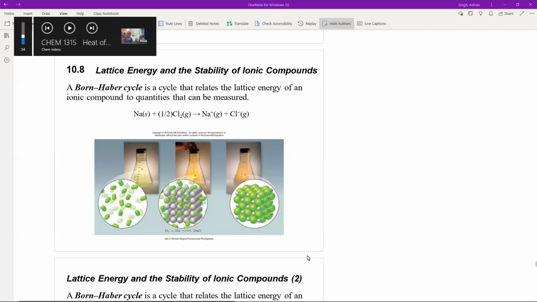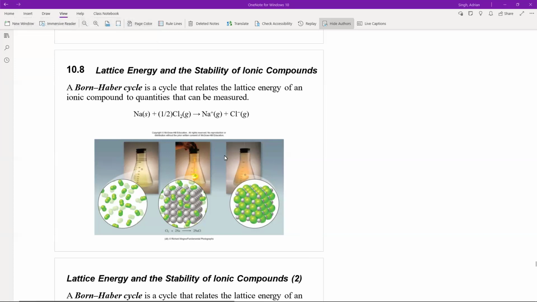Okay, so now we're going to take a look at the last section here, how we can calculate the delta H for different processes using the delta H's for other reactions. And what we're going to do is apply what we learned early on, which is Hess's law, to this calculation in a process known as the Born-Haber cycle.